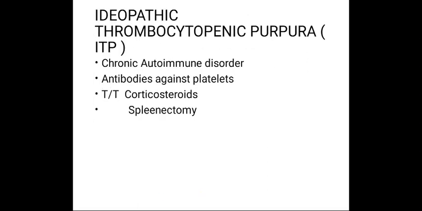Now we will see about idiopathic thrombocytopenic purpura. It is a chronic autoimmune disorder with antibodies against platelets that result in increased destruction of the platelets. Patients are treated with corticosteroids and splenectomy. Splenectomy to eliminate the major site of platelet removal.